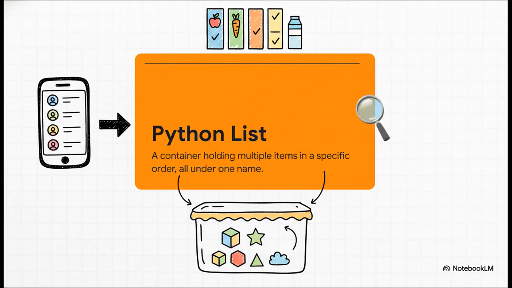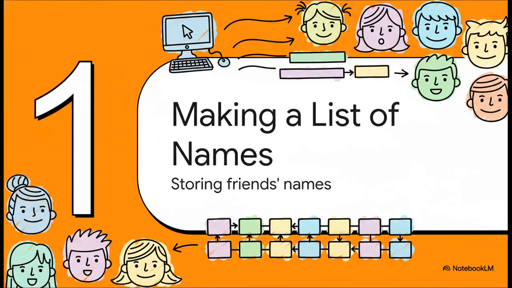It's that simple. Just think of it like a digital shopping list or the Contacts app on your phone. It's one single thing with one name, but inside it can hold a whole bunch of different items. And, this is key, it remembers the exact order you put them in. Okay, enough talk. To really see how this works, we're going to build our very first list.